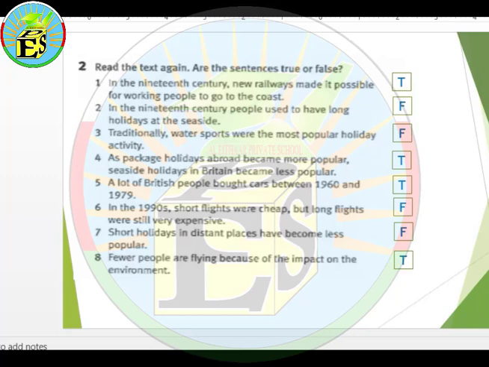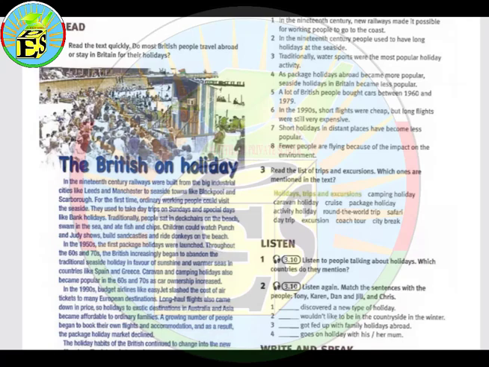True. Number 6. In the 1990s, short flights were cheap, but long flights were still very expensive. False. Number 7. Short holidays in distant places have become less popular. False. Number 8. Fewer people are flying because of the impact on the environment. True. Now please, let's go for the next task.